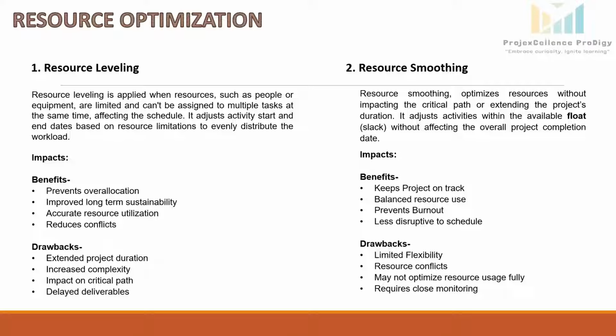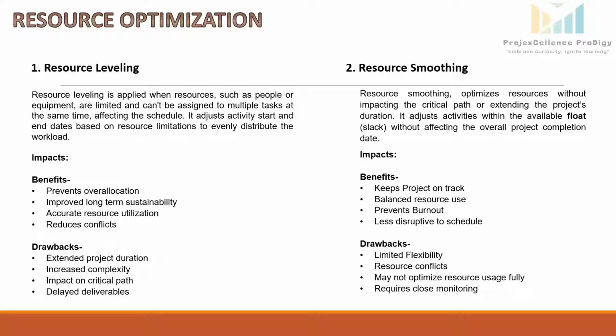Resource conflicts. In complex projects, smoothing might not resolve all conflicts between tasks that require the same resources, especially when dependencies are involved. May not optimize resource usage fully. Resource smoothing balances workload, but it may not always result in the most efficient use of resources, particularly in cases where float is limited, which will lead to periods of underutilization. Requires close monitoring.